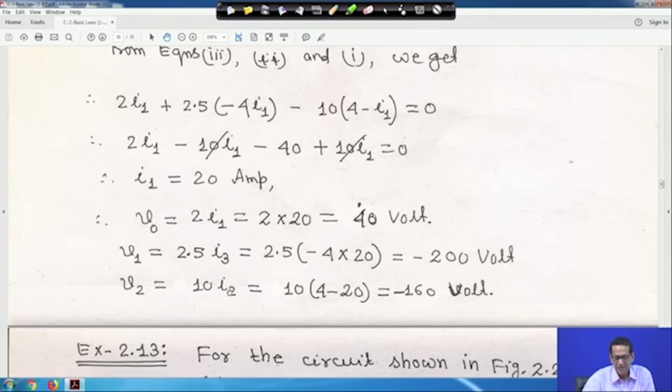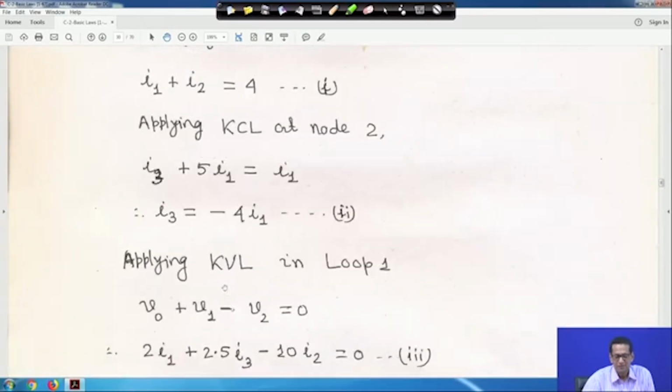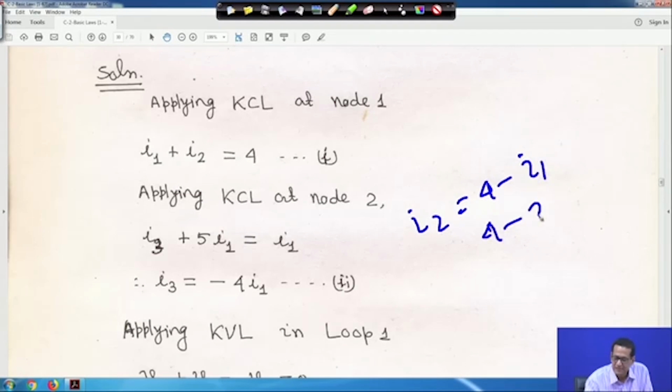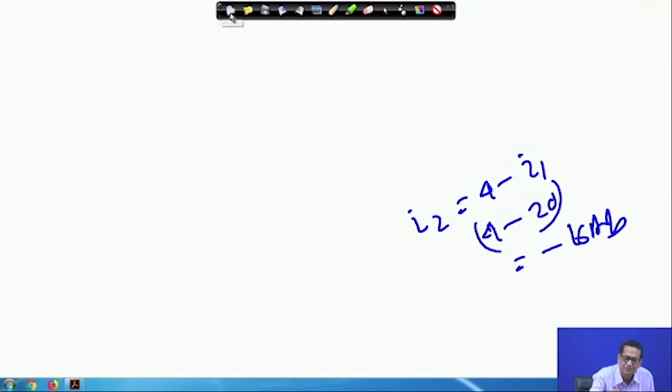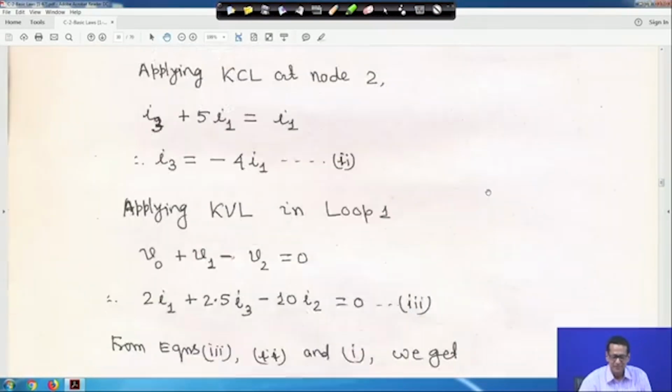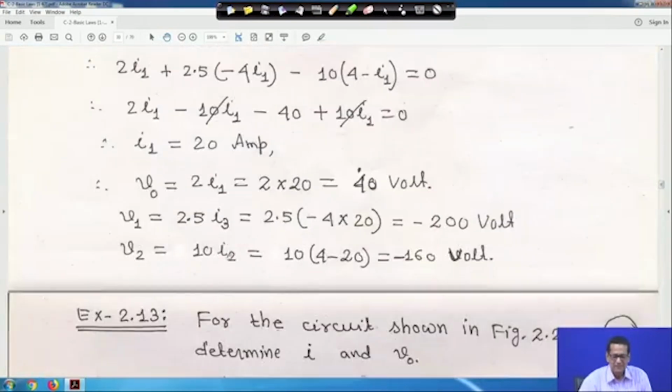I2 is equal to 4 minus I1, and I1 we got 20. So it is 4 minus 20, equal to minus 16 ampere. Let me clean it. This is a simple thing. So here, 10 into 4 minus 20, so minus 16 into 10, minus 160 volt, sorry it is volt. So V2 is equal to minus 160 volt.